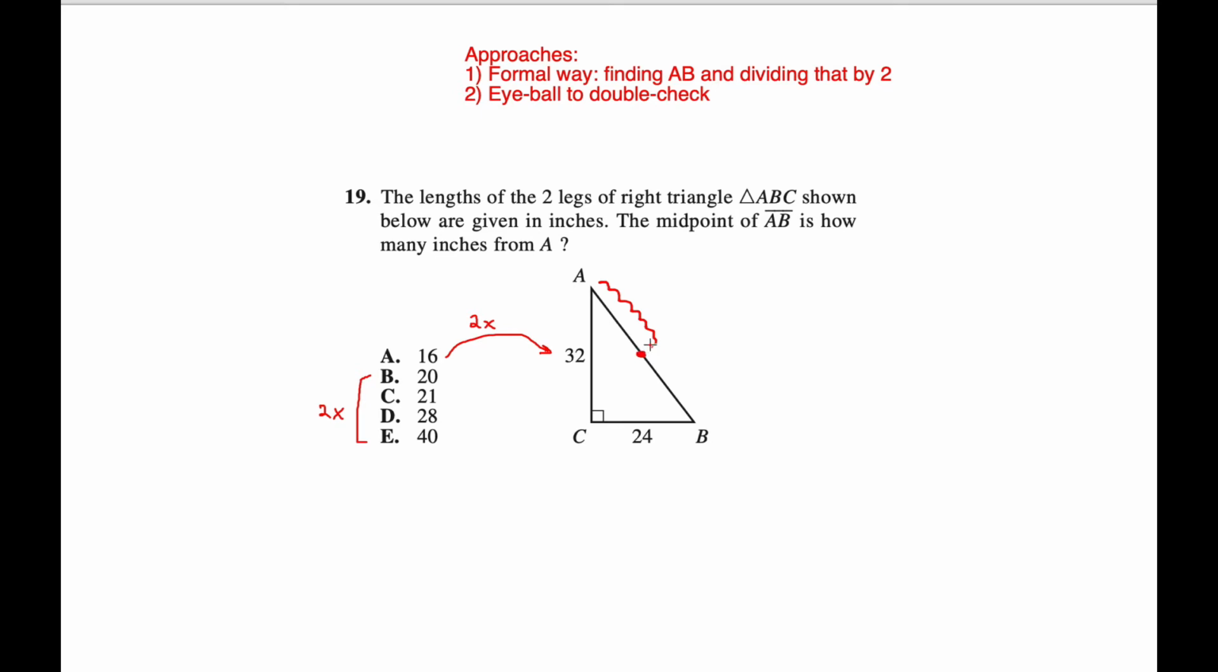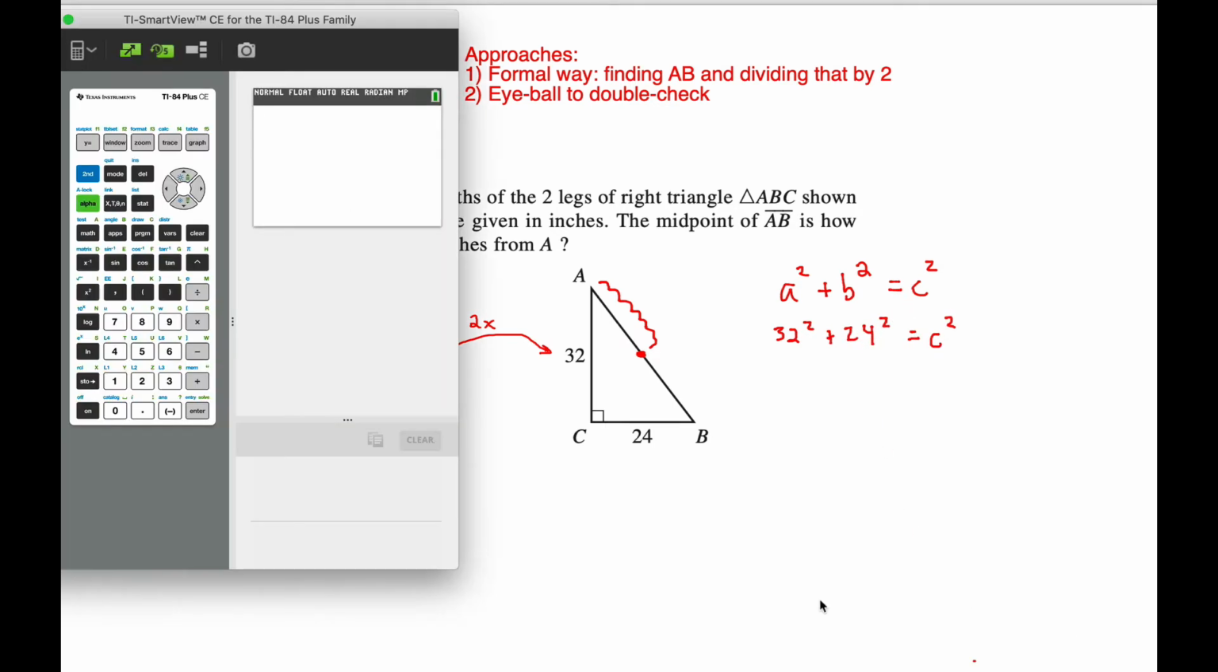As I mentioned earlier, we're first going to want to calculate the length of side AB here using either the Pythagorean theorem or Pythagorean triples. With the Pythagorean theorem, that is just a squared plus b squared is equal to c squared. Our known sides here are 32 squared plus 24 squared, and we don't know the hypotenuse, which is c. I'm going to take out the calculator to do this calculation.